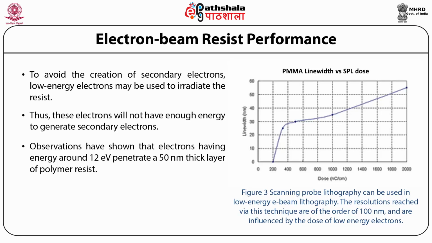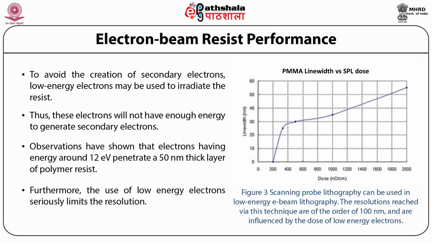Observations have shown that electrons having energy around 12 electron volts penetrate a 50 nanometer thick layer of polymer resist. However, low energy electrons spread in the resist. Furthermore, the use of low energy electrons seriously limits the resolution. Additionally, low energy electrons also suffer the most due to Coulombic repulsions from other electrons.